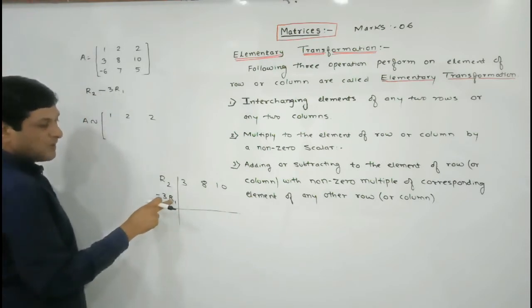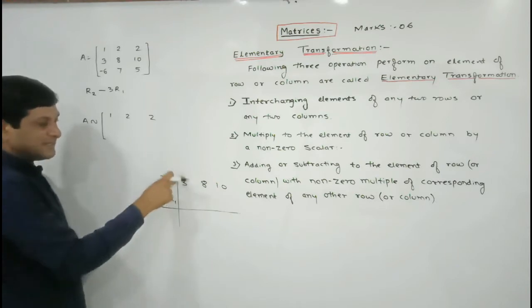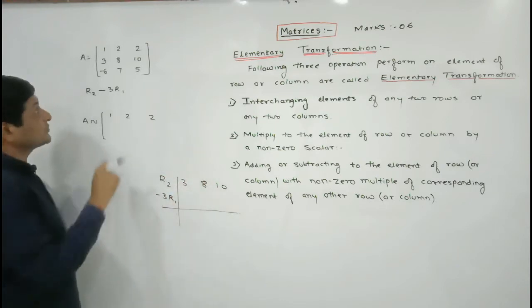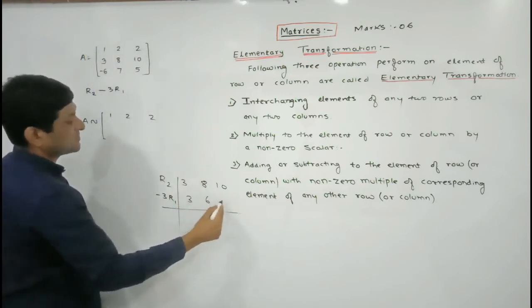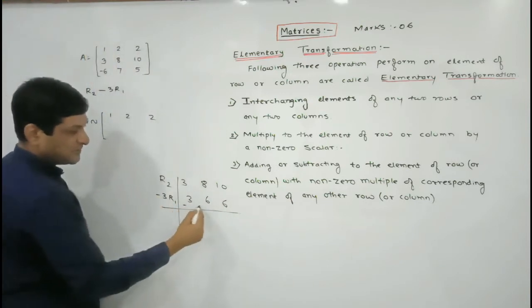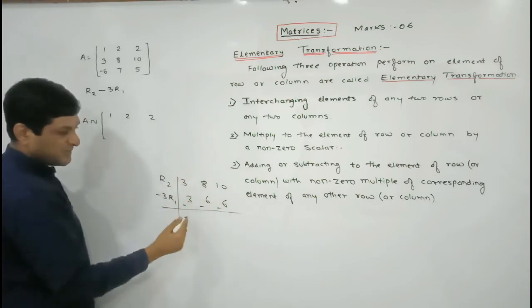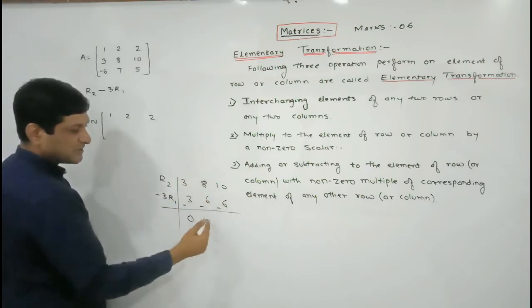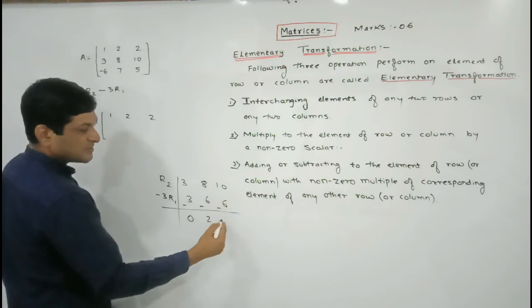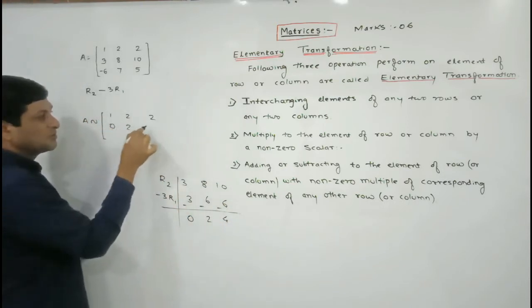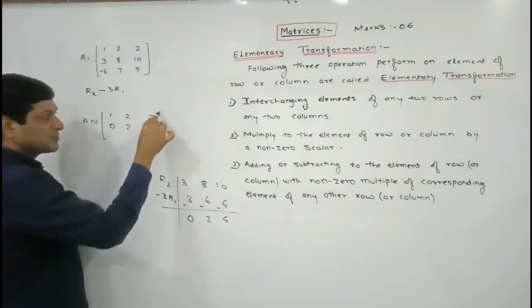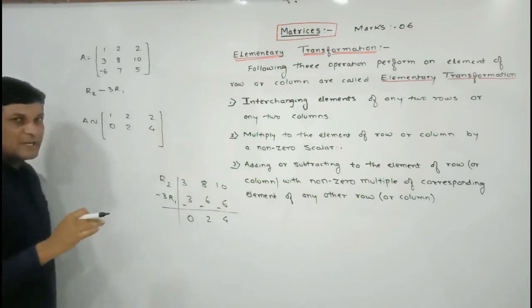So multiply R1 by 3, and then take this subtraction, isn't it? So R1 multiplied by 3, here we will get 3 6 6, and we are taking subtraction. So 3 minus 3 will become 0, 8 minus 6 will become 2, and 10 minus 6 will become 4. In this way we will get 0 2 4 here, isn't it? So in this way we have got the elements of R2.